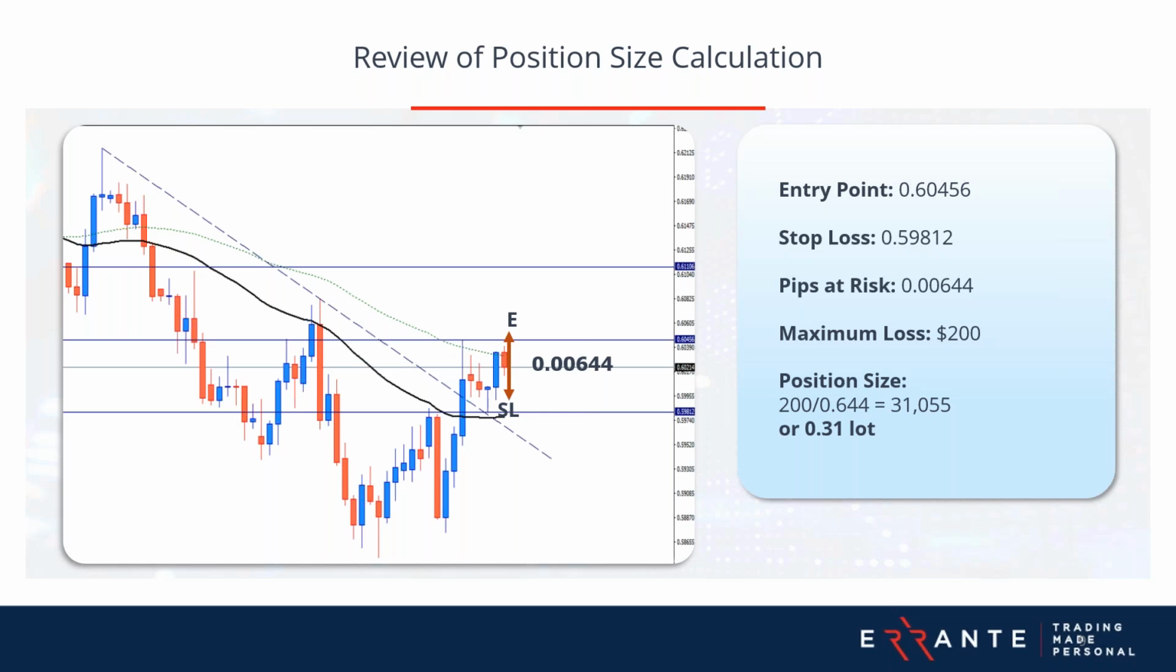Now, let's interpret this position size in terms of risk management. If the market moves against our position and hits the stop loss, we will incur a maximum loss of $200. And this is because we have calculated the position size to ensure that this is the maximum amount we are willing to lose on this trade.